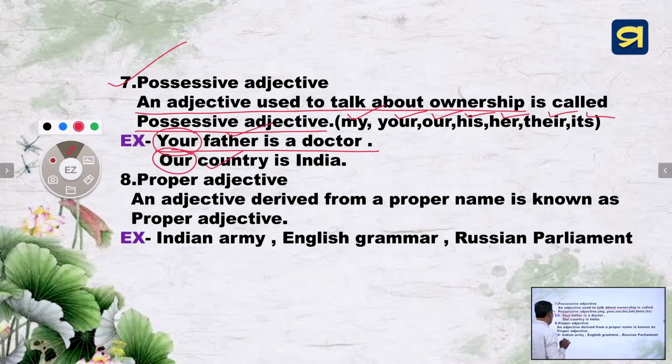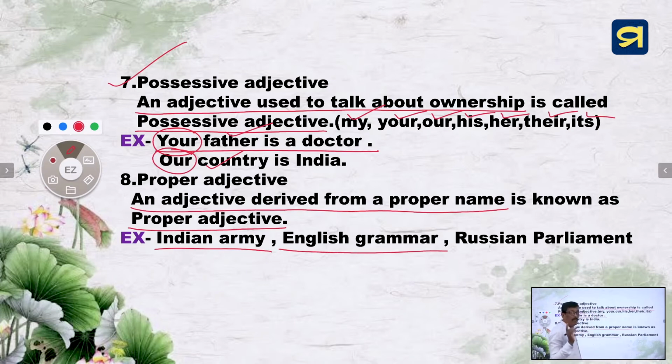Number 8, the last one, proper adjective. What is proper adjective? Proper adjective is an adjective derived from a proper name. Indian Army. The word Indian is derived from the word India. Similarly, English grammar. English means it is from England. Russian parliament, and the word is derived from Russia. That's why these are proper adjectives. So these are the different kinds of adjectives.